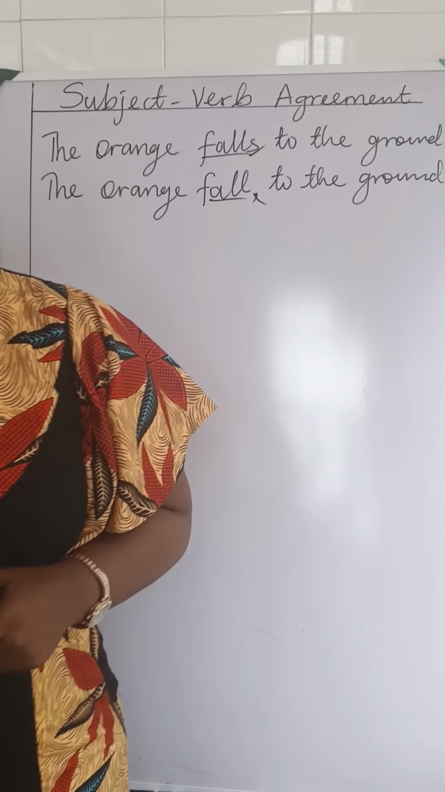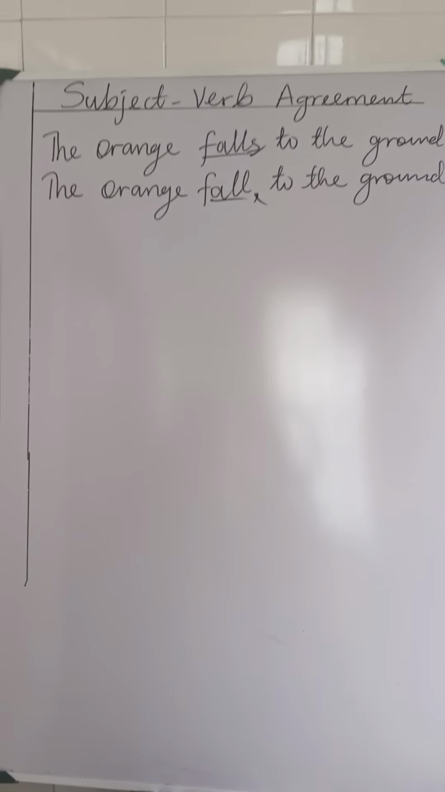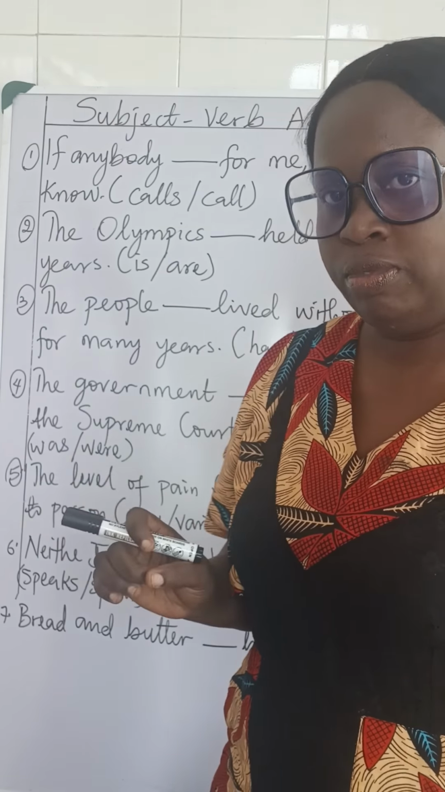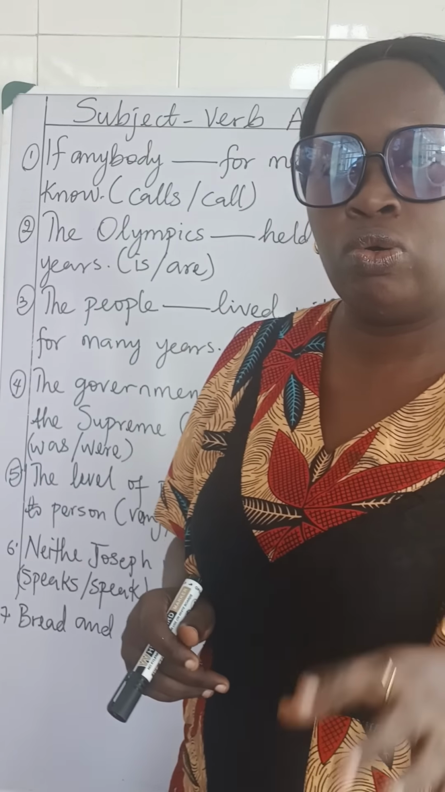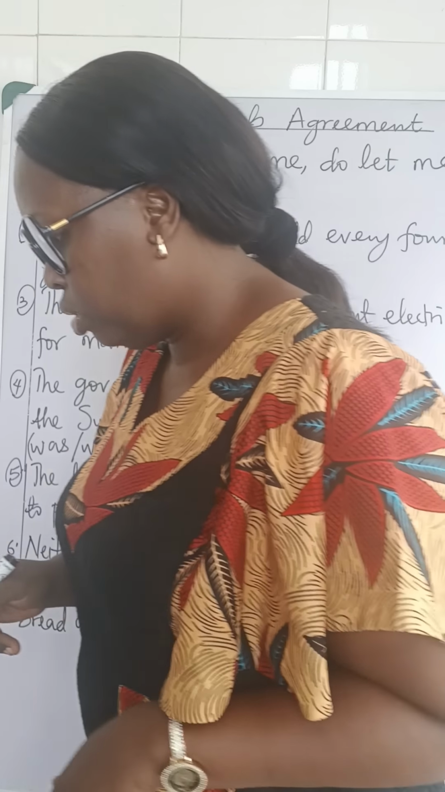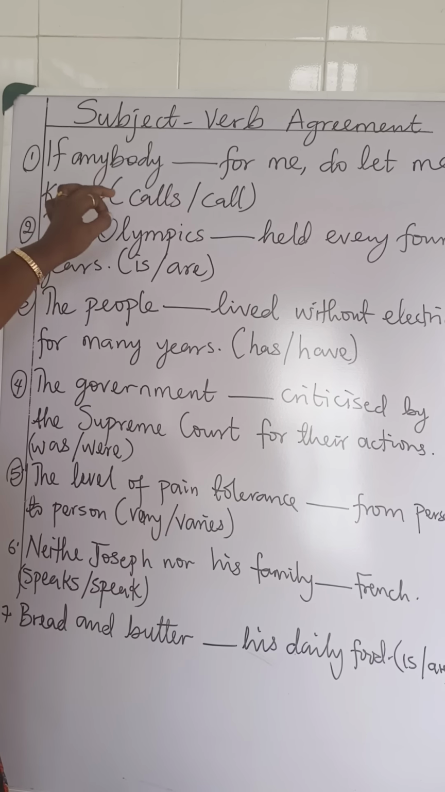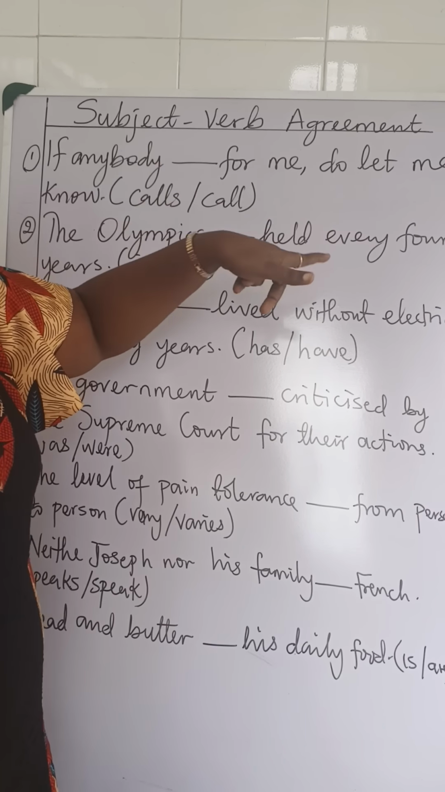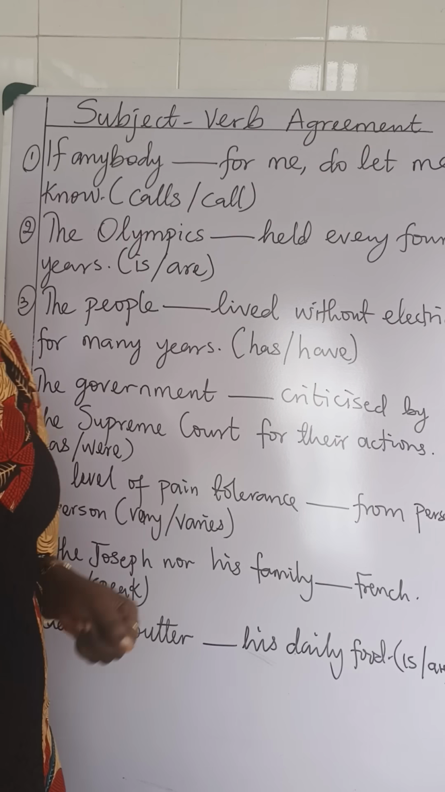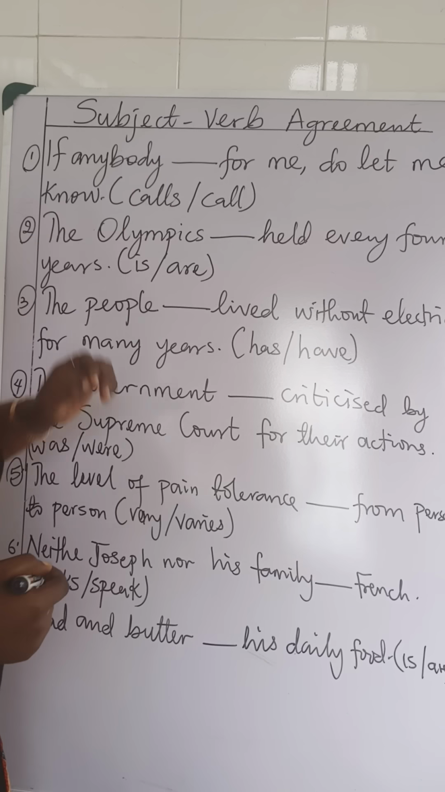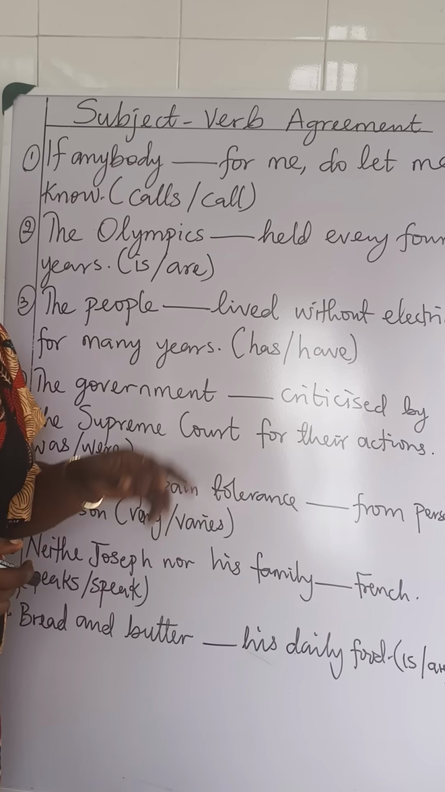Let's look at more examples. You must remember that singular verbs go with singular subjects, and plural verbs go with plural subjects. Let's look at number one. If anybody blank for me, do let me know. Blank is a dash there. We'll have calls and call.